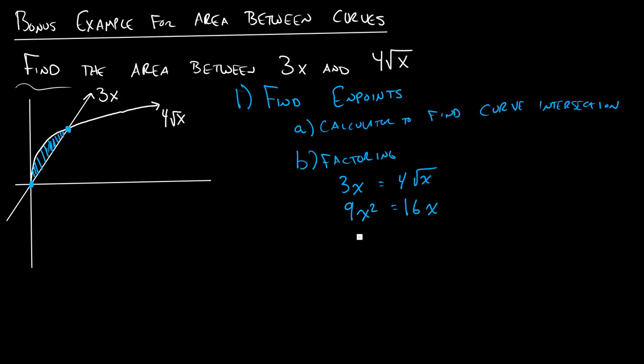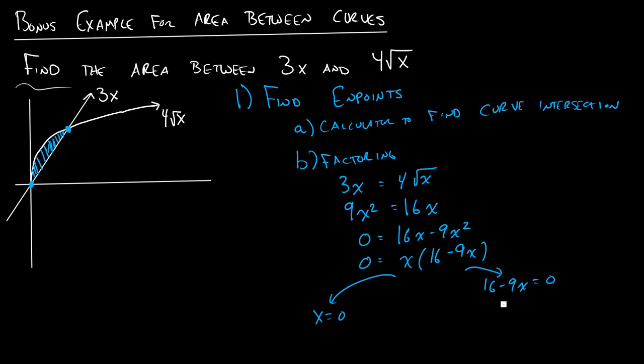Now, to solve this, we would write 0 is equal to 16x minus 9x squared. Then factoring here, all we can actually factor out is an x. So we'll have x times (16 minus 9x). Our two choices here are x is equal to 0, that's my left endpoint, or 16 minus 9x is equal to 0, which tells me that x is equal to 16/9. Again, this is my left, and this is my right endpoint.